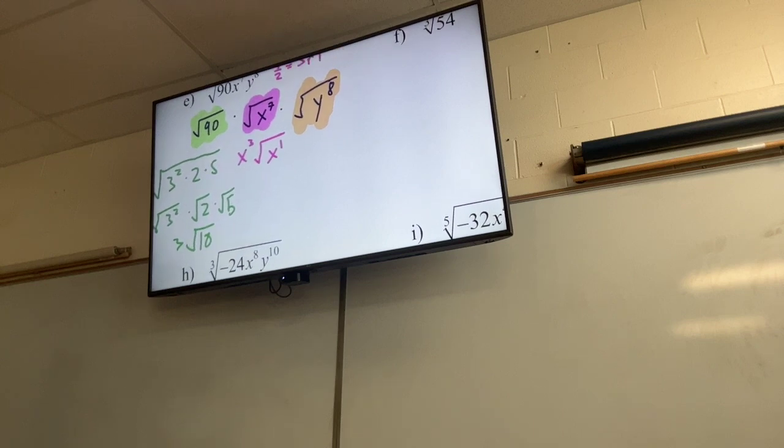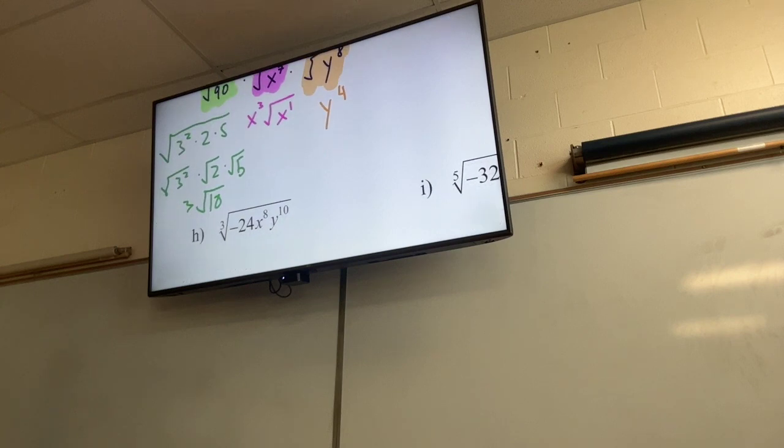And then what does the orange part give me? Y to the 4th. Okay? So let's multiply everything that's outside our square root together. So 3x cubed and y to the 4th. So that's 3x cubed y to the 4th. And then everything inside the square root is going to go together. That's my answer.